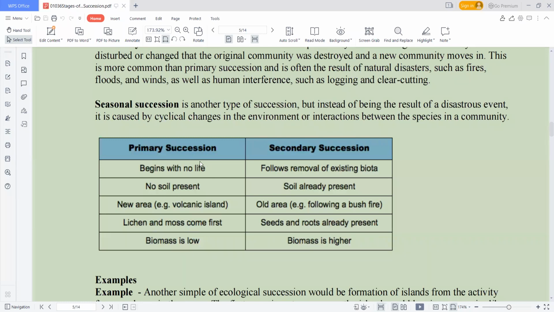Primary succession begins with no life, but secondary succession follows the removal of the existing biota, that is, living organisms. No soil is present in primary succession, but in secondary succession the soil is already present. Primary succession happens in a new area, whereas secondary succession happens in an old area, already established by organisms, but due to some disturbances the area becomes bare. In primary succession, lichens and moss come first and grow, whereas in secondary succession the seeds and roots are already present. Biomass is low in primary succession, whereas in secondary succession biomass is higher.